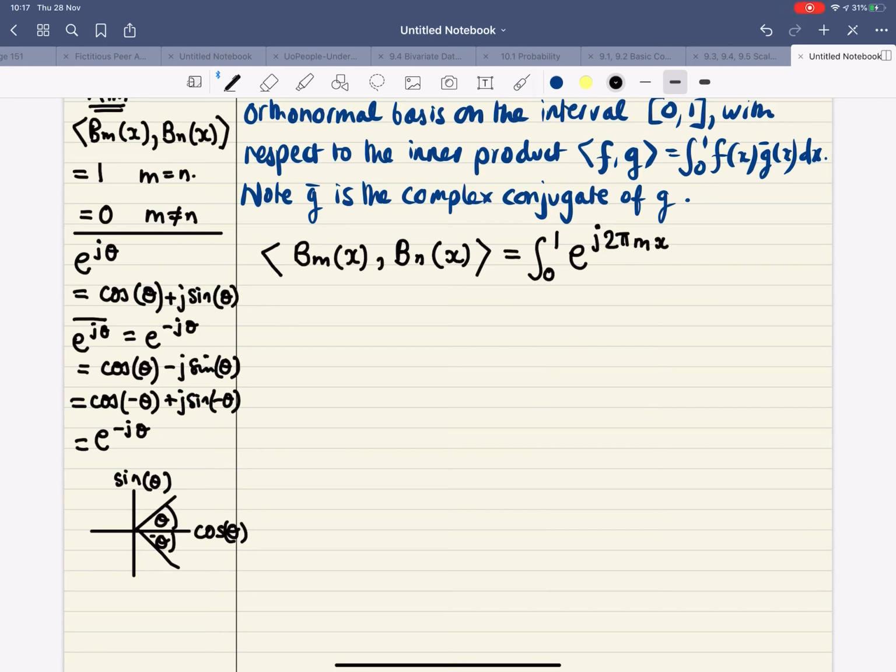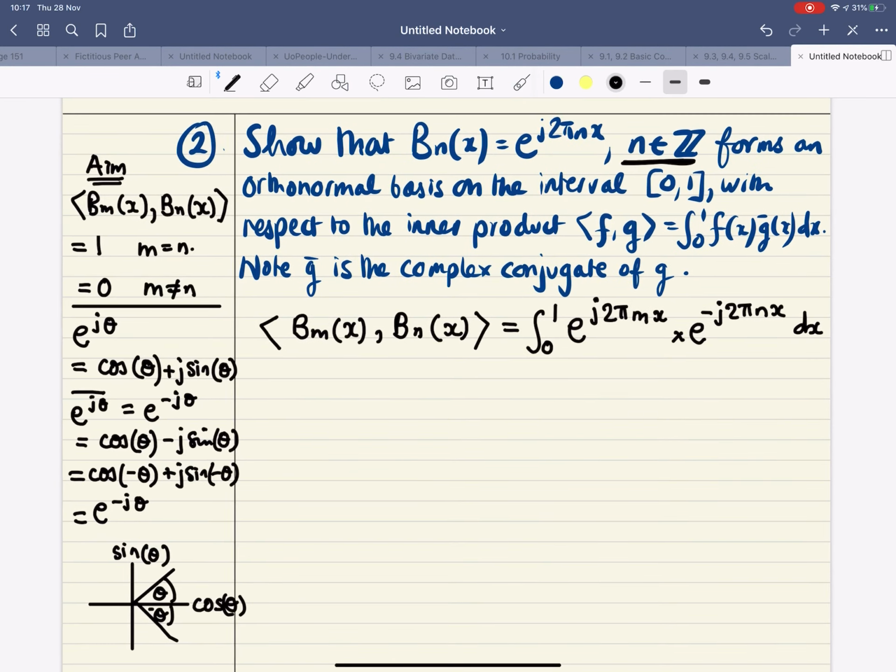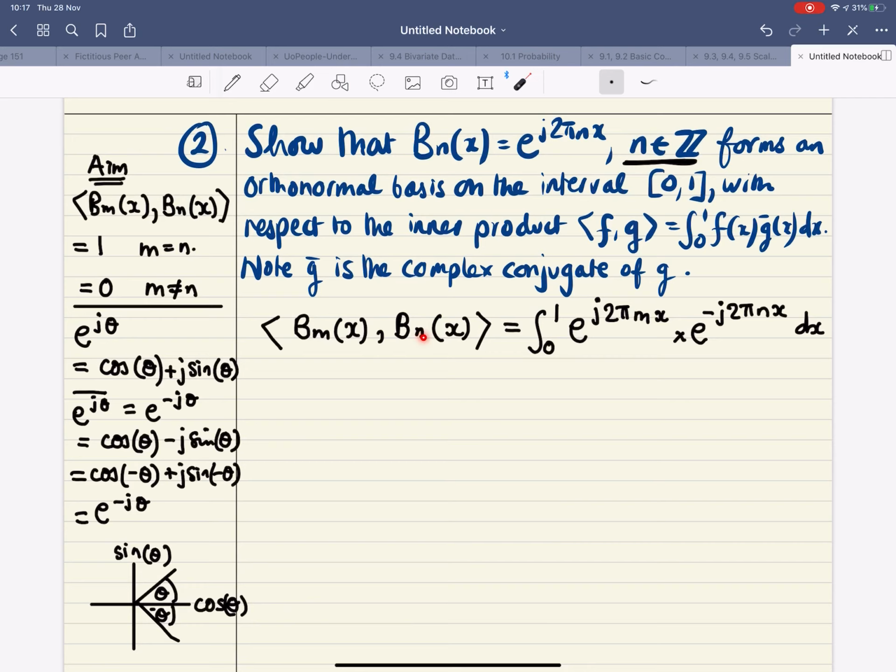So this is actually times e to the minus 2j pi n x dx. Where that's coming from, back to this: this second one here is here, and we need the conjugate, so we've got to put the minus in.